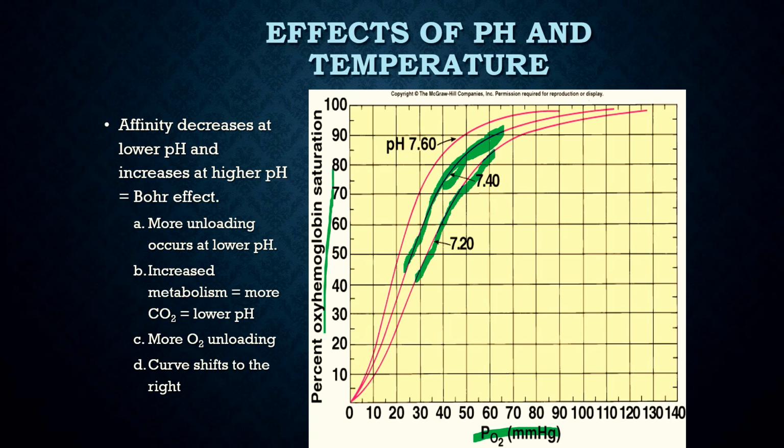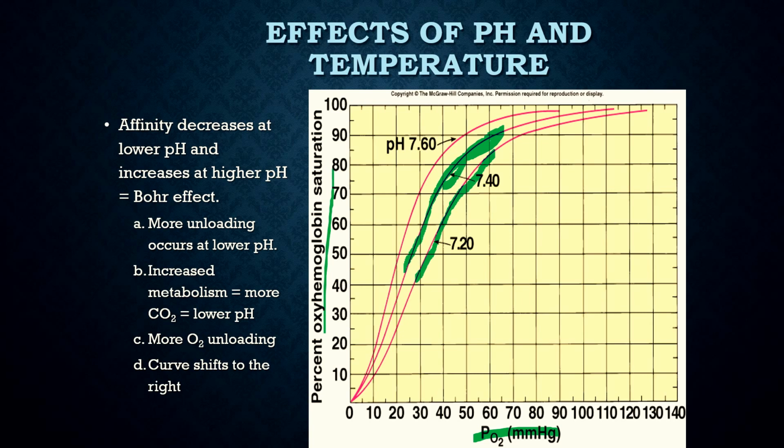So one way that we would have a lower pH would be if we have an increase in metabolism and thus an increase in carbon dioxide levels. And so we'd have more oxygen that's unloaded to combat that increase in carbon dioxide, and so this shifts the whole curve to the right.